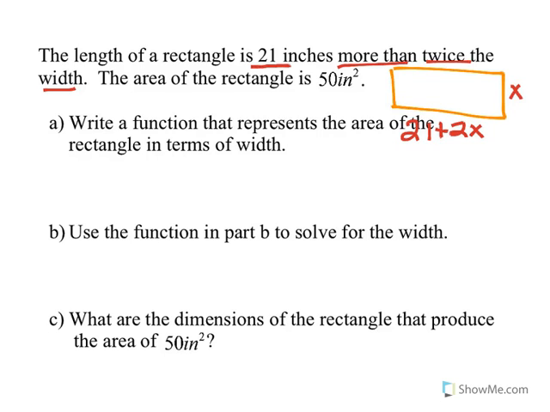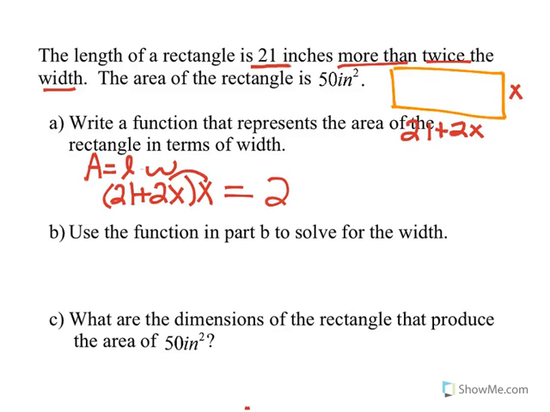We want to write a function that represents the area of the rectangle in terms of width. Well, remember, area equals length times width. The length is 21 plus 2x, and the width was just x. Ooh, there is something outside parentheses. Whatever shall we do? Let's go ahead and distribute. 2x times x is 2x squared, and x times 21 is 21x. So that is our area as a function. So we could say that is equal to y.